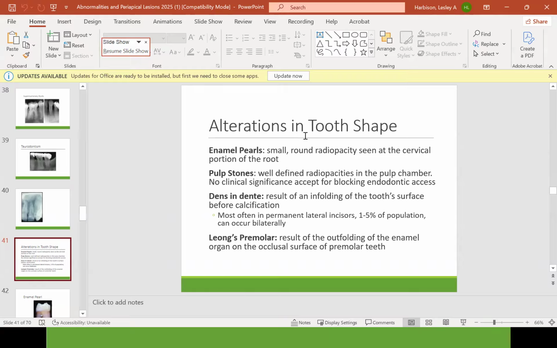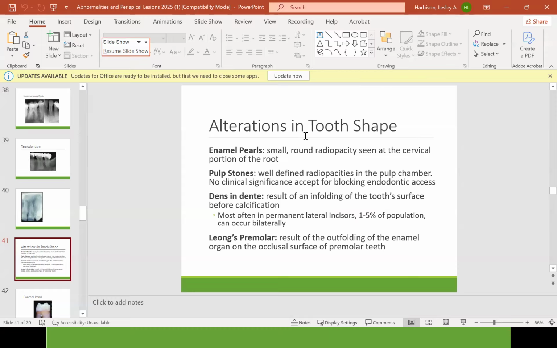And then we have dens in dente. It's a result of an infolding of the tooth's surface before it calcifies, most often seen in permanent lateral incisors. 1 to 5% of the population has it, and it can occur bilaterally. Before everything hardens and calcifies, while it's forming, the enamel and everything kind of infolds on each other. So it gives it a little bit of a different look. And then on the X-ray, you see more radiopacity in the center of the tooth. So that's dens in dente.